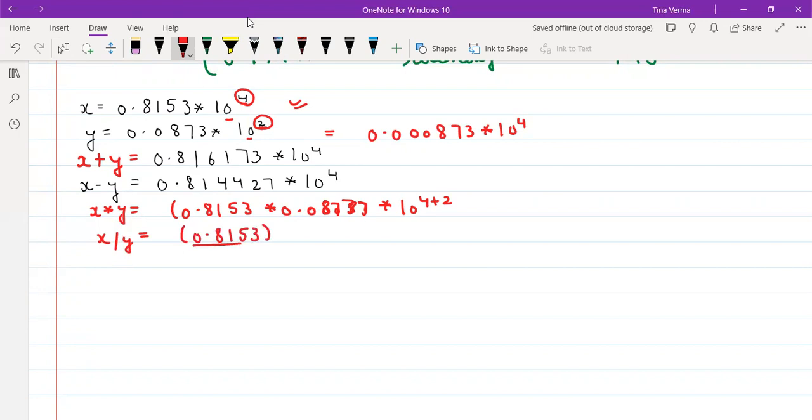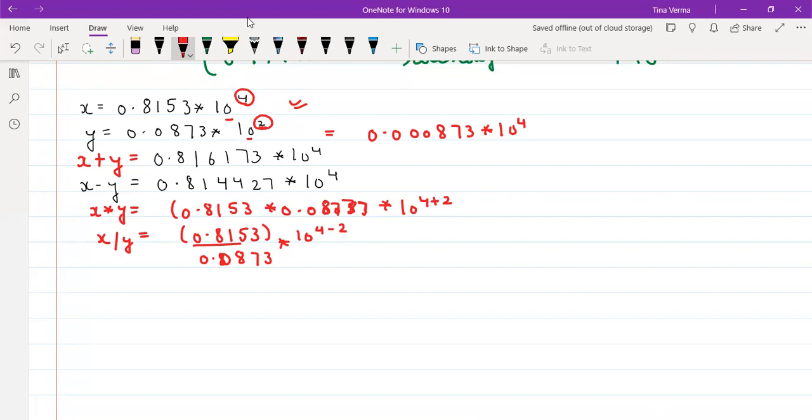X by y, what will you do? 0.8153 will be divided by 0.0873, and the base will be the same and the powers will be subtracted. Only in case of addition and subtraction, you have to make the exponent equal. Is it clear? There is no need to make the exponent equal for the case of multiplication and division. Clear? So now these are the basic operations.